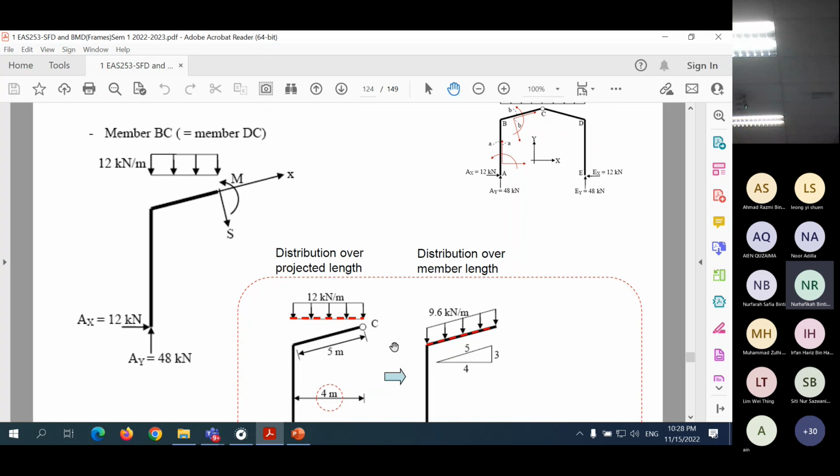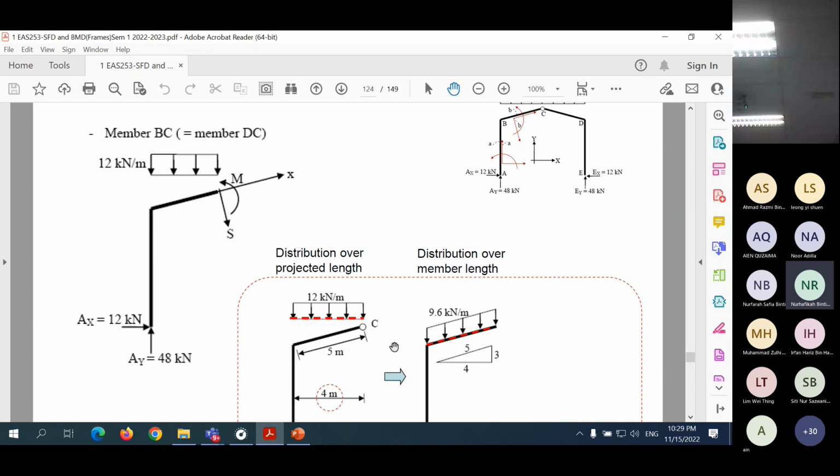Now, the main point here, which is different from others, other than symmetry, is that for this loading, you have to change to this loading first. You have to change to this type of loading, the 12 kilonewton per meter, which is defined on the projected length, distributed over the projected horizontal length. You need to convert it into load which is distributed over the member. That is the first thing.